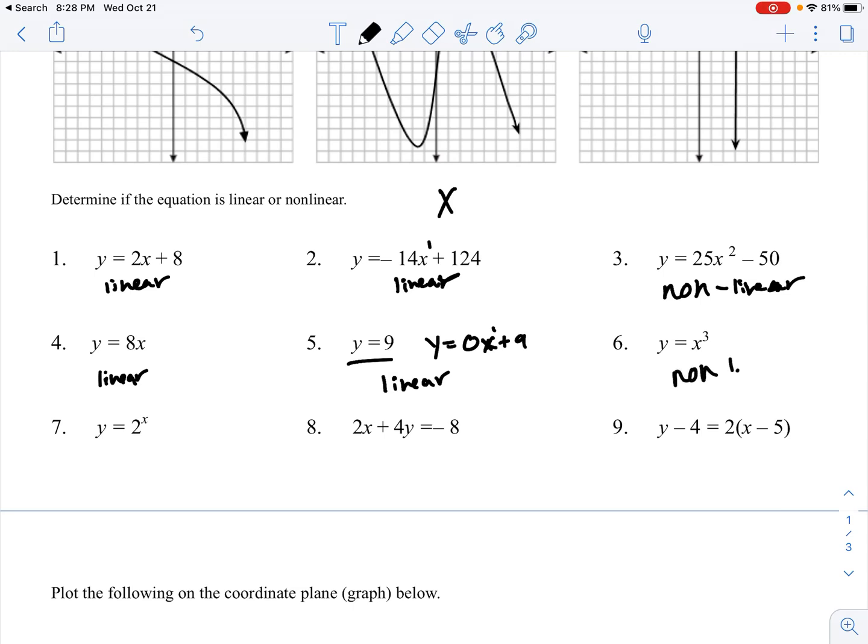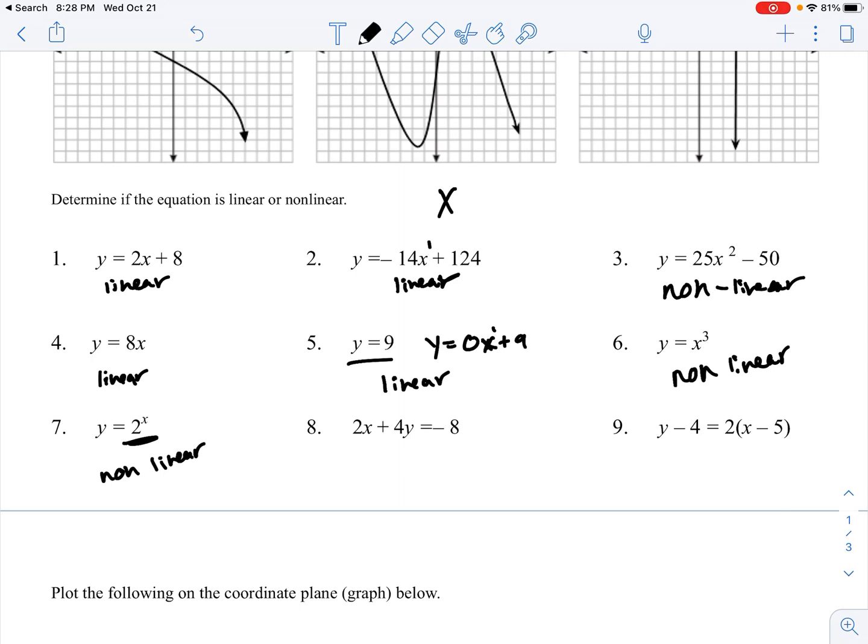The next one is nonlinear, because that's x to the third power. This one is 2 to the x power. That's not linear because it's not x to the first power. It's x as your exponent. So nonlinear. This one here is linear.